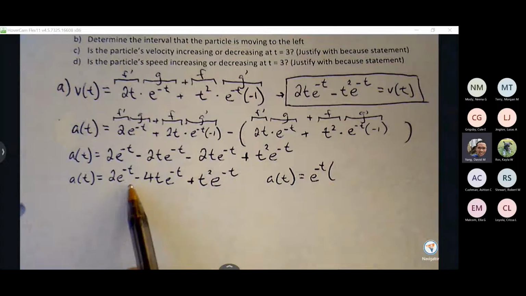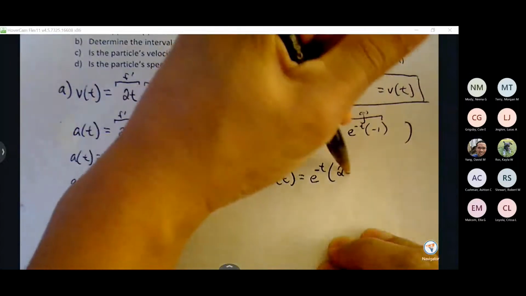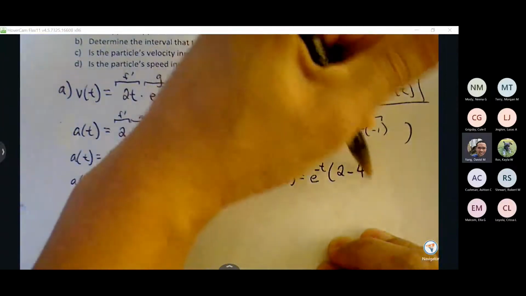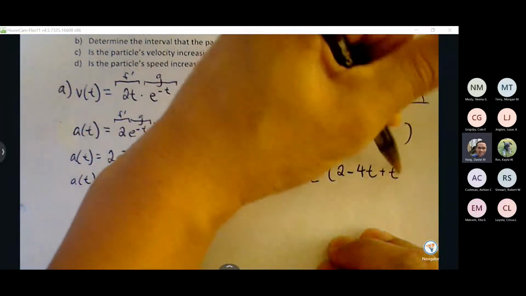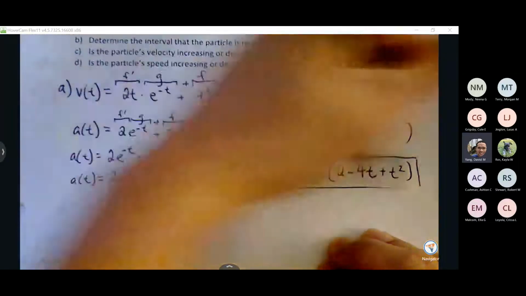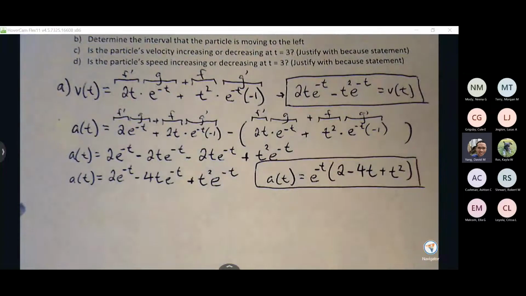Okay, so I factor out e to the negative t, I get 2 minus 4t squared. Okay, so we'll set that off to the side. We have our velocity, we have our acceleration.